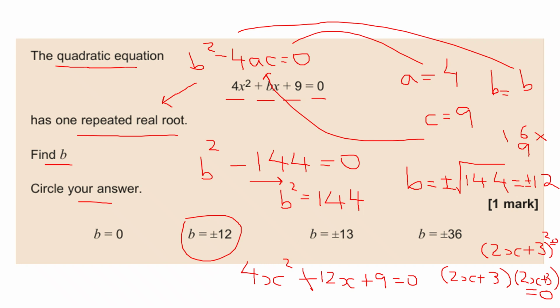And obviously when b is minus 12, then you have plus or minus 3 all squared. So if b is minus 12, you'll have 2x minus 3 in brackets all squared is equal to 0. That's a quadratic that has repeated roots. So x equals 3 halves, brackets twice, repeated root. So yes, that is our final answer.